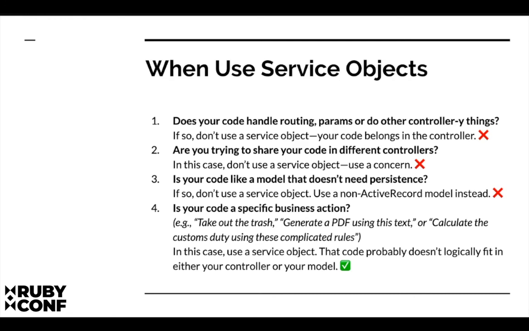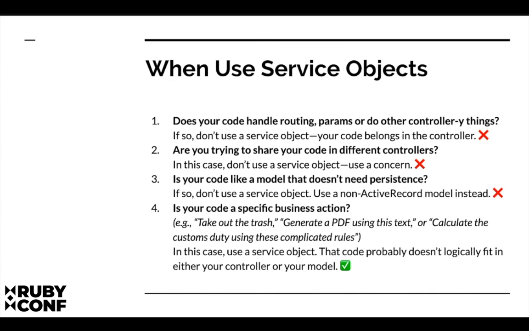Are you trying to share your code in different controllers? If you are, that doesn't really mean that you should use a service object. It's possible for you to use a concern, and you should explore that. Is your code like a model that doesn't need persistence? If so, don't use a service object. Try using a non-active record model instead. It's possible for you to create a model that doesn't require persistence.